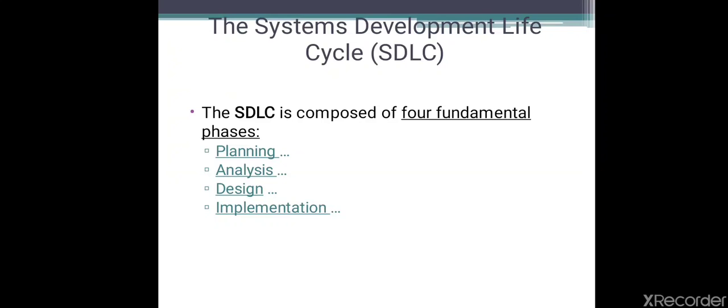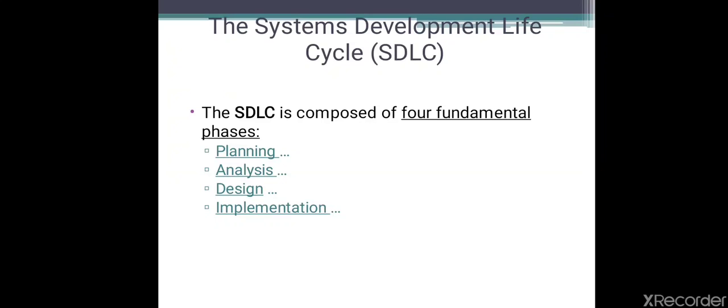So first of all, we will be defining what is SDLC. SDLC is a process followed for a software project within a software organization. It consists of a detailed plan describing how to develop, maintain, replace, and alter or enhance specific software. The life cycle defines a methodology for improving the quality of the software and the overall development process.